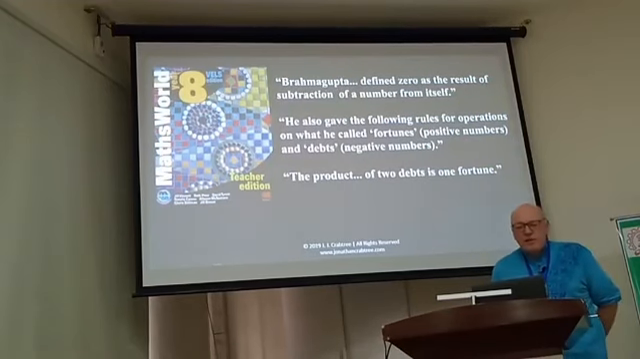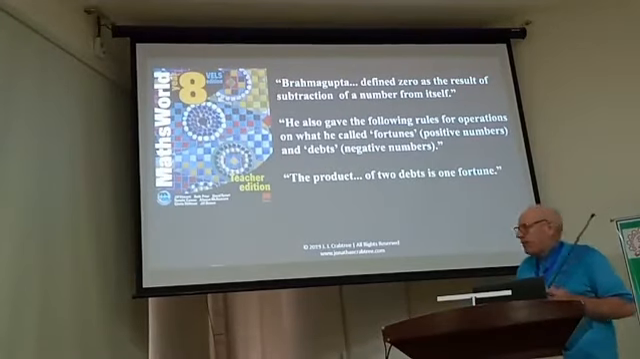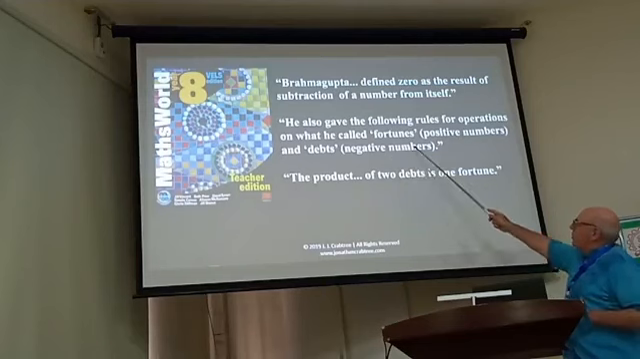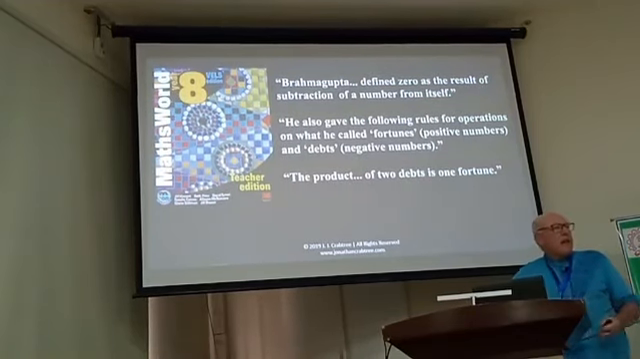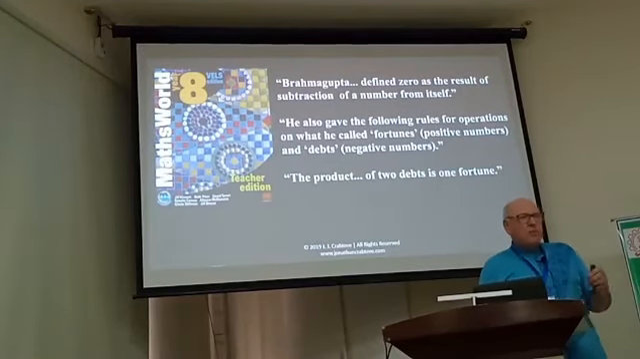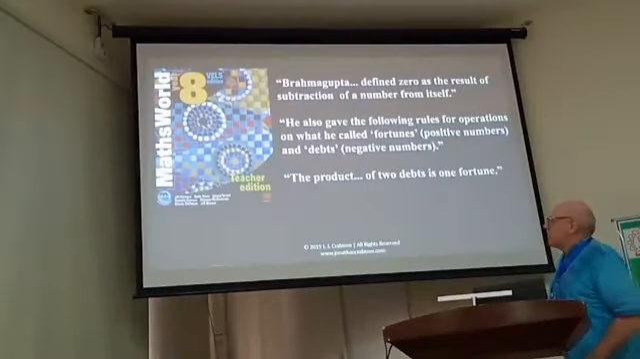Brahma Gupta defines zero as the result of subtraction of a number from itself. He also gave the following rules for operations on what he called fortunes and debts. So what they've done is they've converted Brahma Gupta, an astronomer, into Brahma Gupta, an accountant, and they have made a whole lot of nonsense out of the Sanskrit slogans.